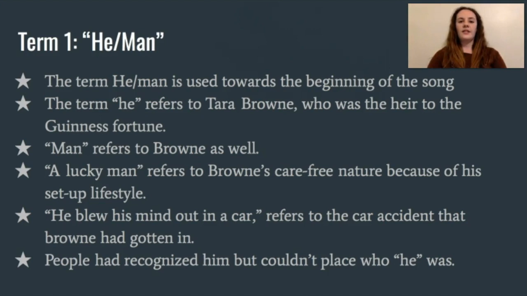Brown was the heir to the Guinness fortune, and the song was inspired by him after his fatal car accident in 1964. Lennon and McCartney referred to Brown as a lucky man because of his fortune, and how he blew his mind out in a car, referring to Brown's accident, as well as how McCartney felt after hearing about Brown's fatal demise. Lastly, he is connected to place, meaning that people recognized Brown but couldn't figure out who he was.